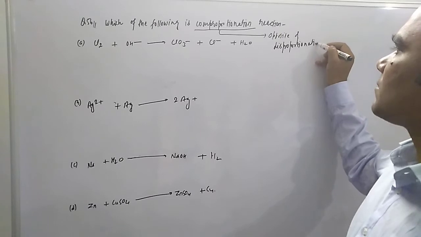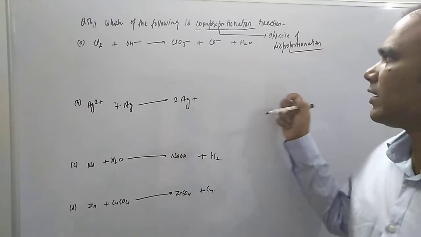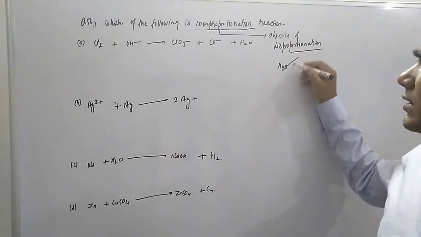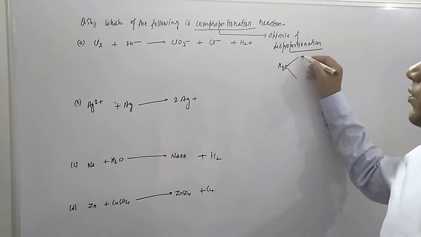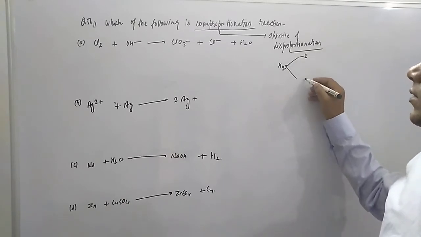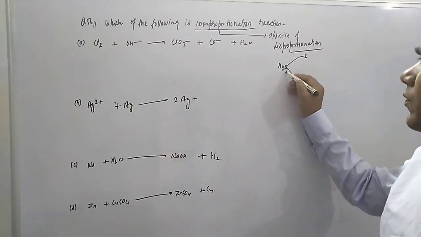In a disproportionation reaction, what was happening is that the same element was giving two different compounds in different oxidation numbers. Suppose H2O2 is there. The oxygen goes to the different oxidation numbers: -2, and it was going to the zero oxidation number.